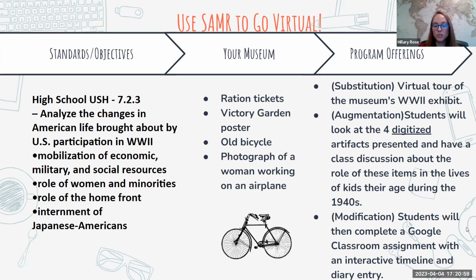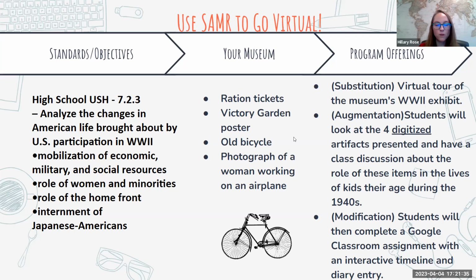And the third feature, when previously you'd had students working on that magnetic timeline in person, for a modification, you could create a Google Classroom assignment that would have links and places for students to interact and type and drag and drop on their interactive timeline, and perhaps a diary entry. So we have the same learning objective, the same artifacts. Your staff has the expertise about World War II that you're teaching here, but just changing up how you are achieving those learning goals.